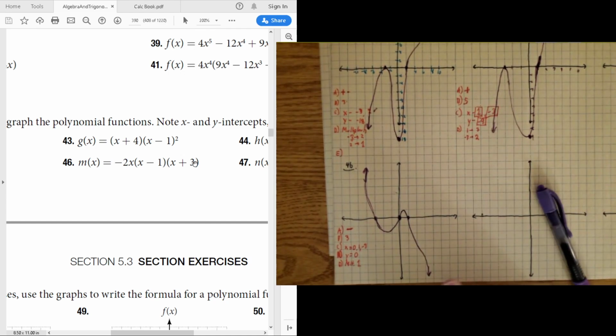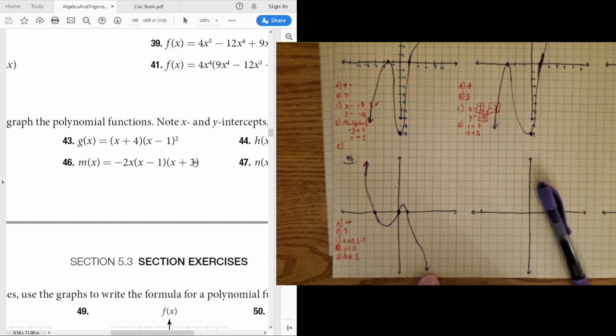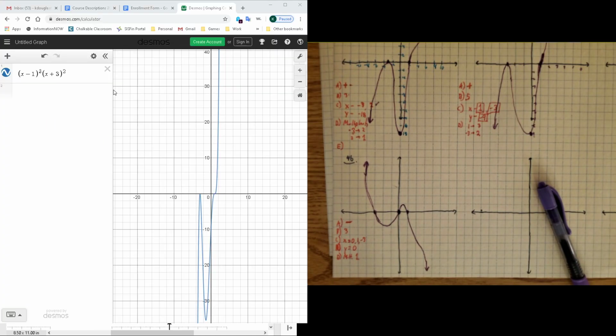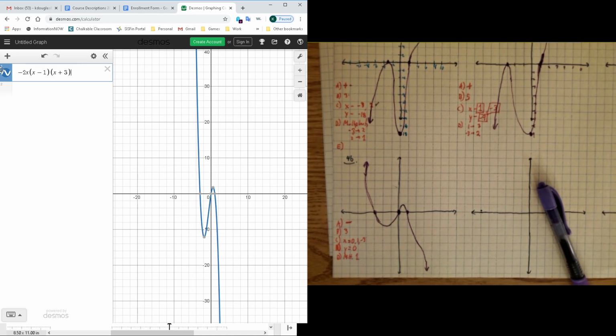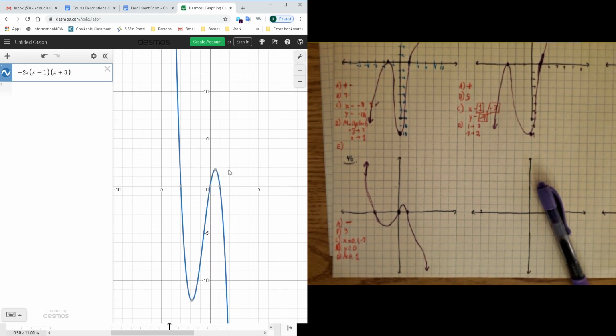And again, this process will never, ever be perfect. But it's decent, and that's the big detail. And if I graph this function, just like I did the previous functions, negative 2x, x minus 1, x plus 3, I mean, look at that. That ain't bad, guys. That's pretty good. You'd be hard pressed to come up with a better graph without doing much more work. And so this is the idea behind it.